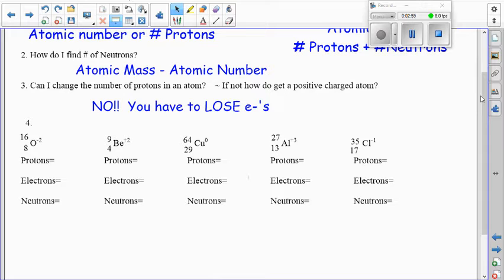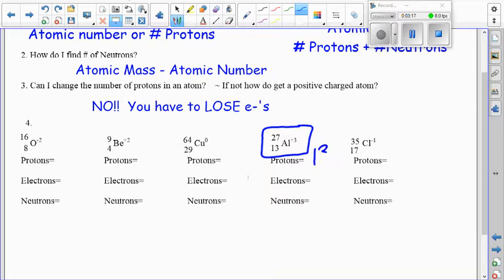Let's knock out one of these. Oh, I don't know. We'll go with aluminum. So here's our full atomic symbol. This tells us all the information. How many protons does aluminum always have? 13. You got it. All aluminums, no matter what, the moment you see that Al, you think 13 protons. Guaranteed. Now this aluminum's got a charge of +3, so how many electrons does it have to have?